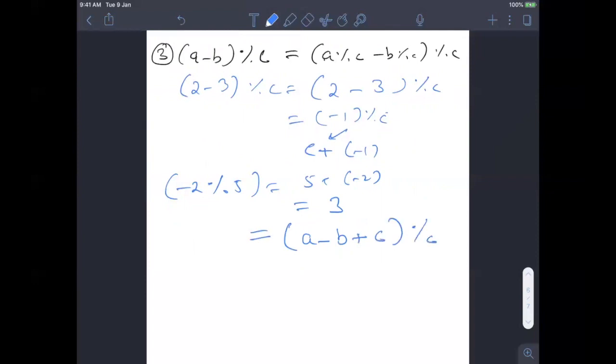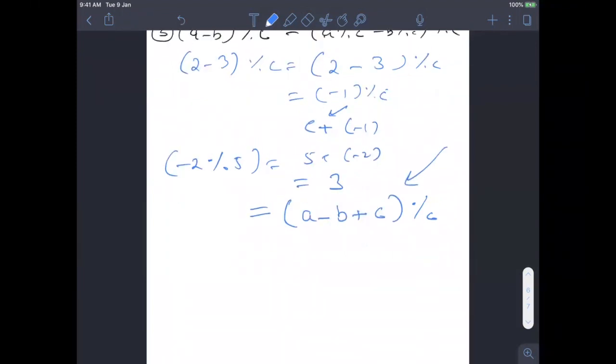So for this formula, you can either write an if-else condition, that is up to you. If you think that is simple: if A is greater than B, use this, else simply add C. Or you can just use this formula for both conditions. Like, 2 minus 3 mod 5. So (2 minus 3 plus 5) mod 5. Now minus 1 plus 5 is 4, so it will become 4 mod 5, which is 4.